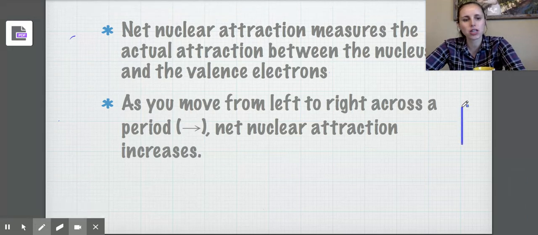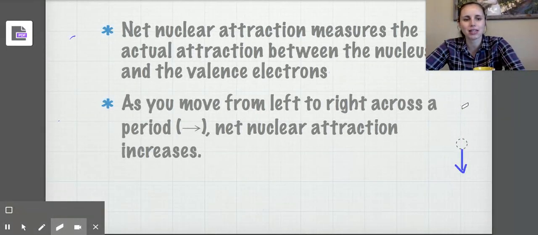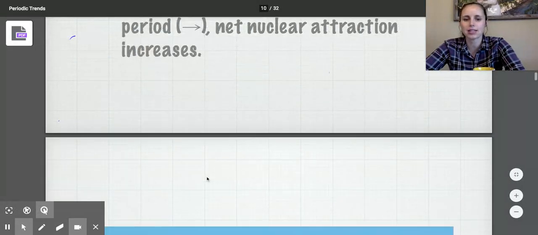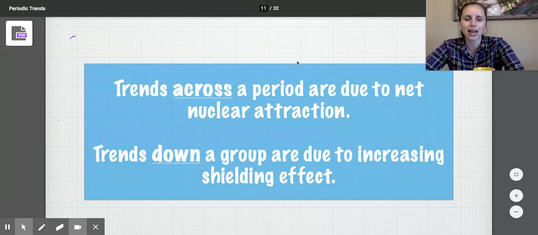And when we actually move down, we're going to find that net nuclear attraction does not change. So if you're moving down an actual column, then you're going to find net nuclear attraction is going to stay the same. If you're moving from left to right, that means that net nuclear attraction is going to increase. So what we've done down here is we've summarized that in a nice little chart. So trends that are going across a period, so going from left to right, are due to net nuclear attraction.